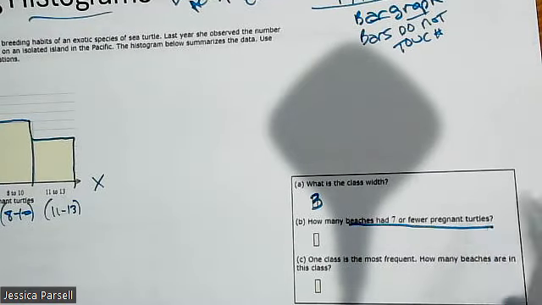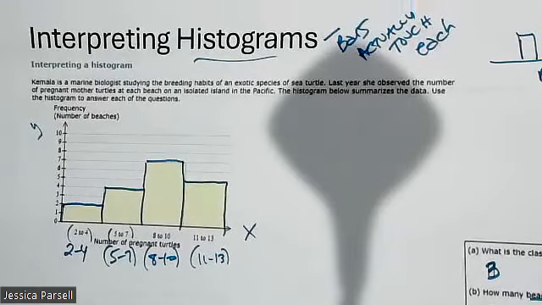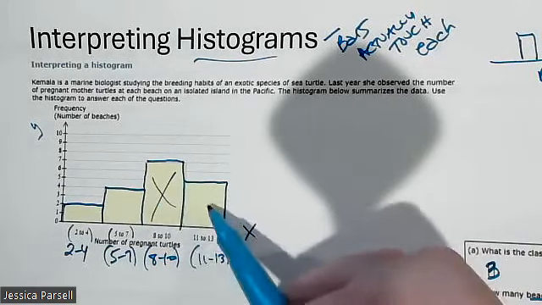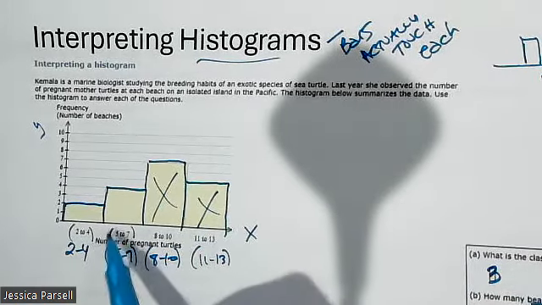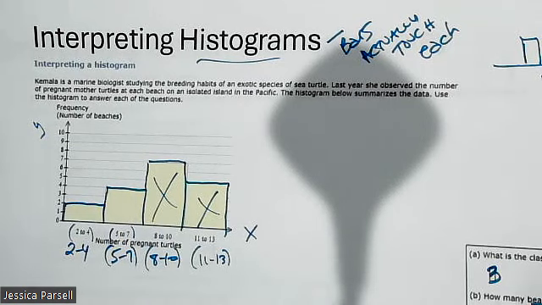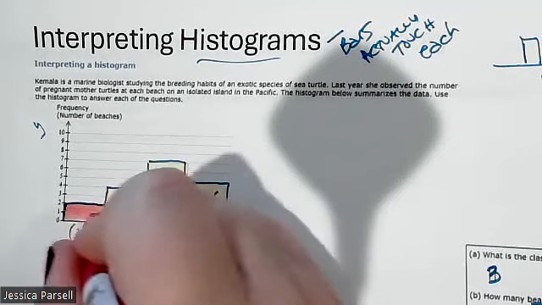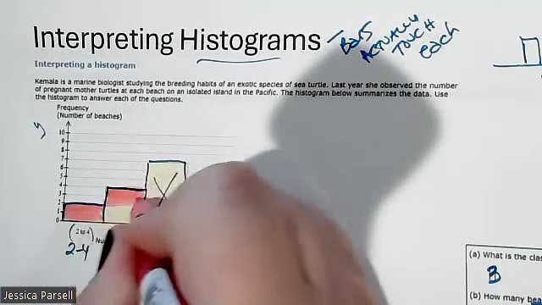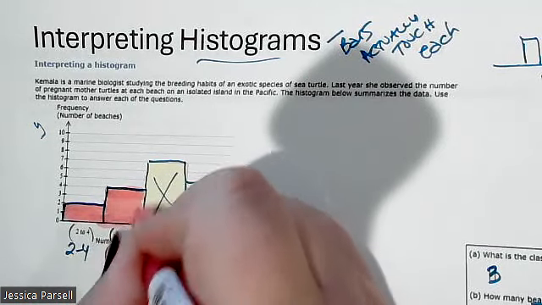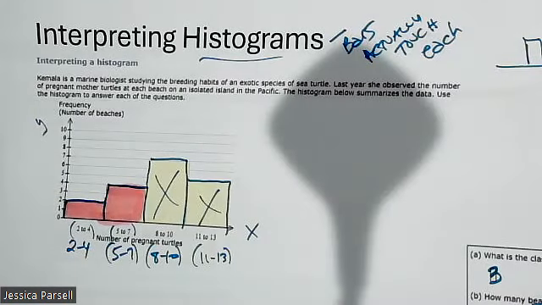Okay, so we're asked how many beaches had 7 or fewer pregnant turtles. So it's not going to be 8 to 10, and it's not going to be 11 to 13. So 7 or fewer would be all of these right here, pregnant turtles in here and here. So you're going to look at the height of the bar, and you're going to come over and see what it corresponds to as far as the number of beaches.